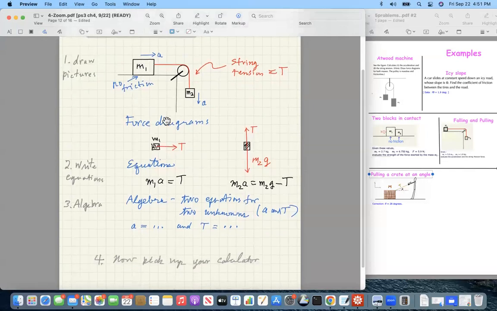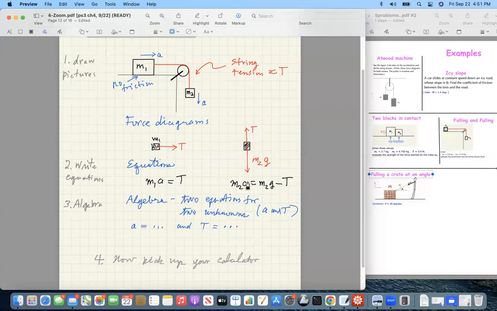So to analyze the problem, you draw force diagrams. Here's the force diagram for this mass if there's no friction. It's just pulled by the tension in the cord. And here's the force diagram for this mass. It's pulled up by the tension in the cord. It's pulled down by gravity. So now here are the equations. M1A is equal to T. And here's this equation. M2A, we take A downward, is M2G minus T.